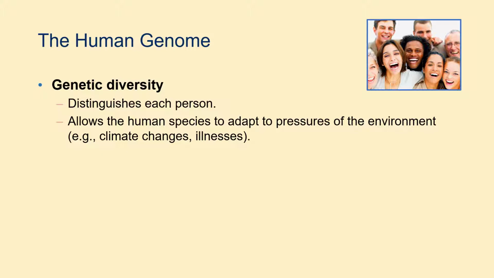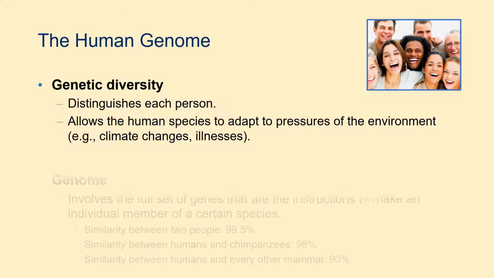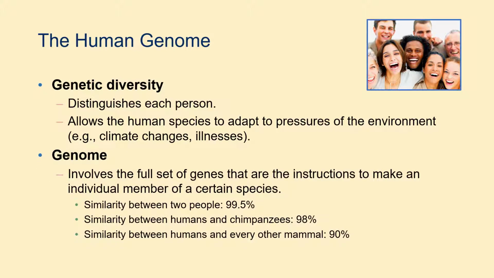Now, even though there are individual differences, there still is a lot of similarity. The genome is the full set of genes that are the instructions to make an individual member of a certain species. The similarity between two people is 99.5%. Similarity between humans and chimpanzees, 98%. Similarity between humans and every other mammal, 90%.